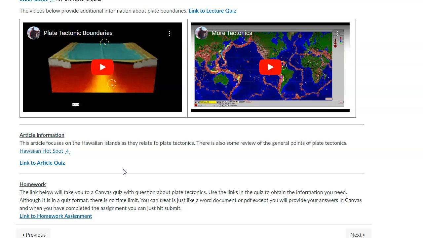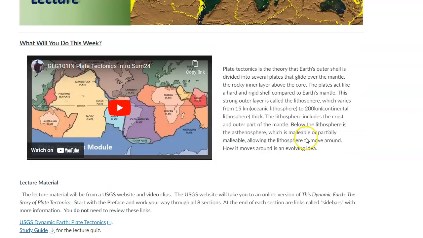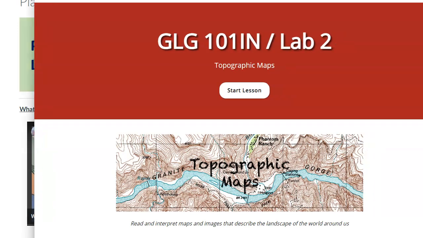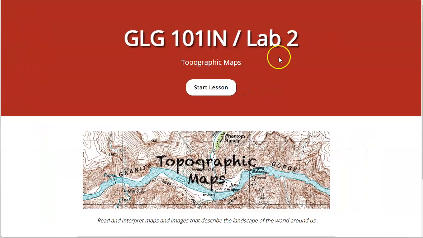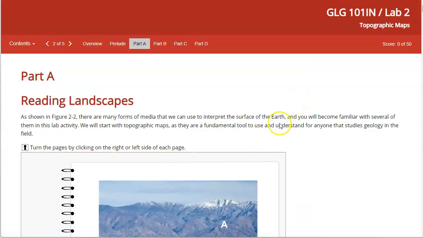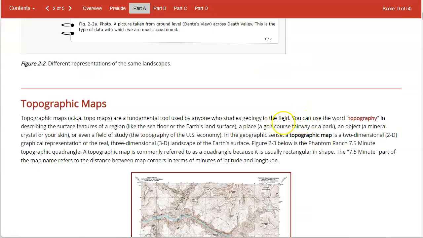Within that, there'll be some links to a little video clip and some other information that I want you to look at before you answer those questions. So that's the main lecture content that I want you to go through. Then don't forget, you do have a lab to do. In this one, we're going to talk about topographic maps, because we need to learn a little bit about map reading before we can use maps in our labs. So we've got to get you up to speed on that.